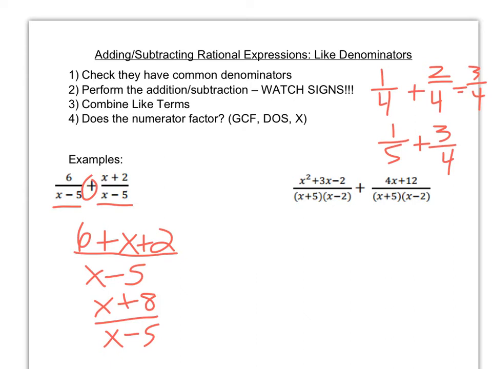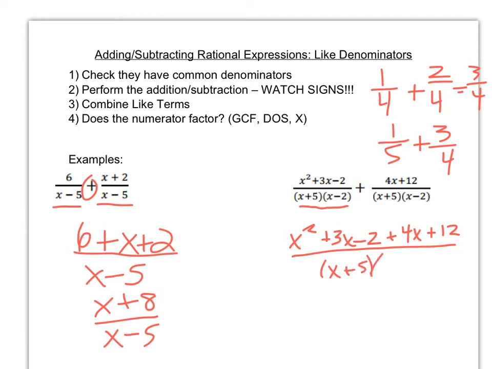numerator does not factor. So looking at the next one, I'm not going to multiply out the bottom because it'll be helpful in the next step if I do not do that. So we're going to do x squared plus 3x minus 2 plus 4x plus 12 all over my common denominator of (x plus 5)(x minus 2). So that's going to give me x squared plus 7x plus 10 over (x plus 5)(x minus 2).